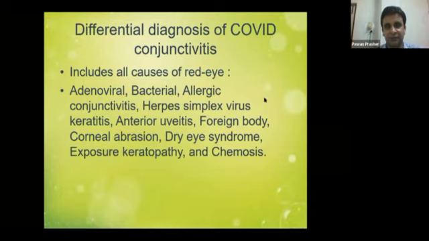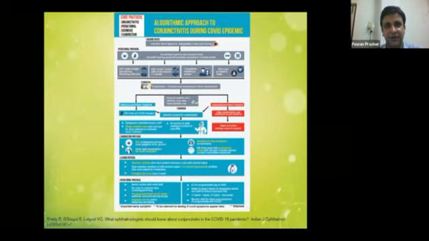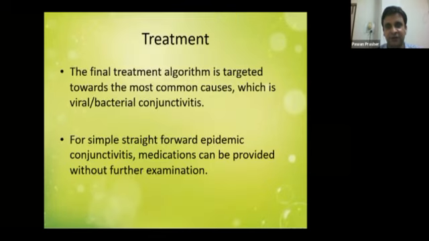And the differential diagnosis includes all those causes which I covered earlier. In addition, an algorithm has been published in IJO by Dr. Rohit Shetty: how the patient comes, how the patient has to be traced, and all the different precautions that should be carried out meticulously, such as examining in a separate room, and so on. And all these patients should be treated as COVID positive.